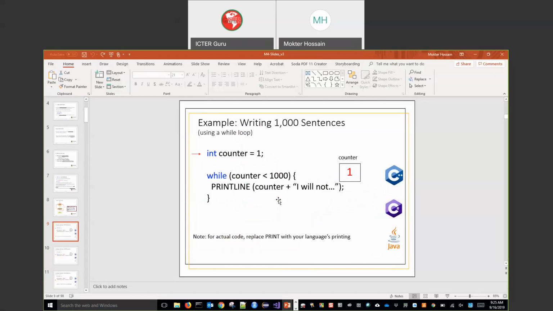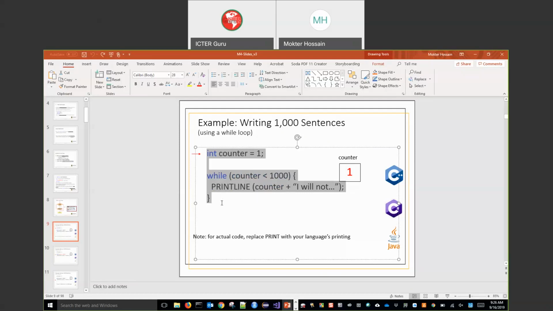For instance, in general, a while loop has a condition like this, with a counter variable, and it must be defined. In order to use a variable, we must define it above this statement or in this statement. So initially, count equals zero. Then we say while count is less than 1000, it will print the counter. Okay, so let us do this in an actual programming language.